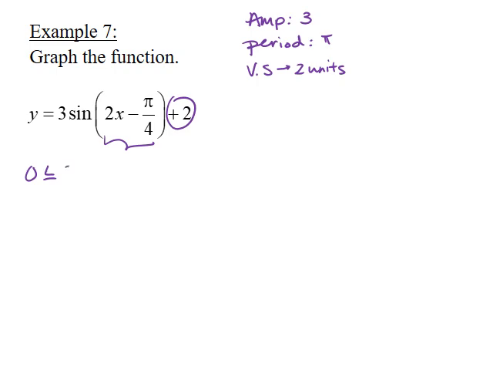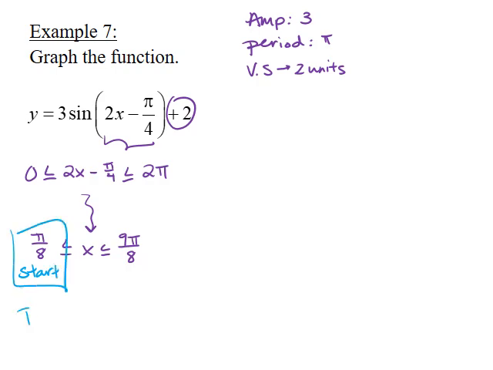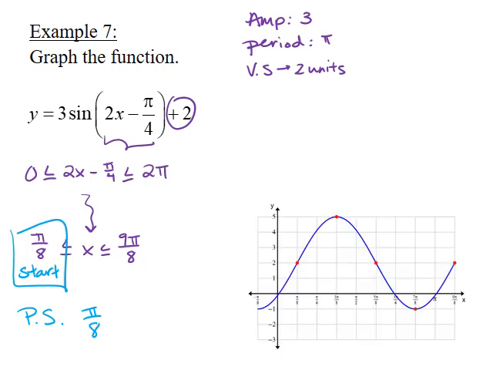So 0 is less than or equal to 2x minus pi over 4 is less than or equal to 2 pi. I'm just going to wave my hands a little bit and save you some time and tell you that this becomes the following. Since this is where we are going to start, this tells me that I have a phase shift of pi over 8 units, or I'm shifting the graph right pi over 8. And here's what this graph looks like, and I want to show you.